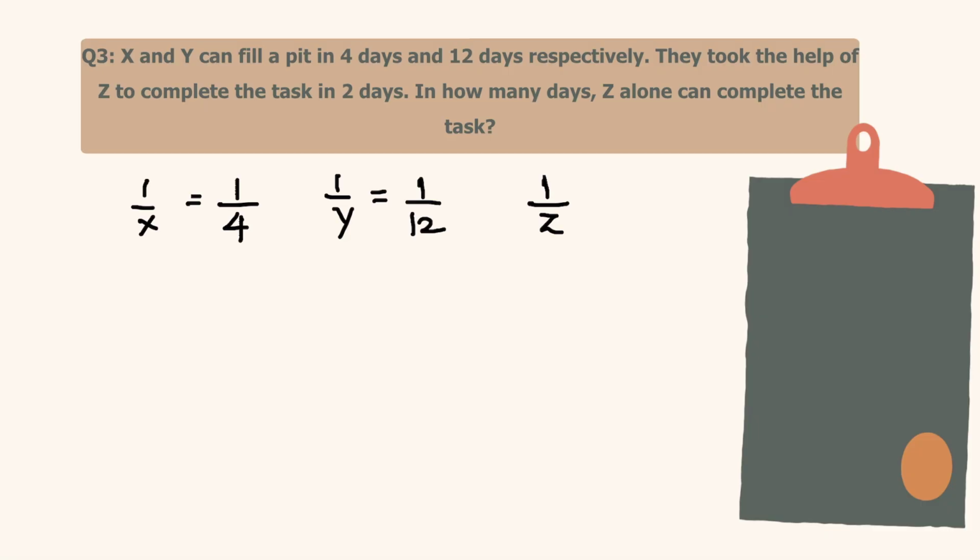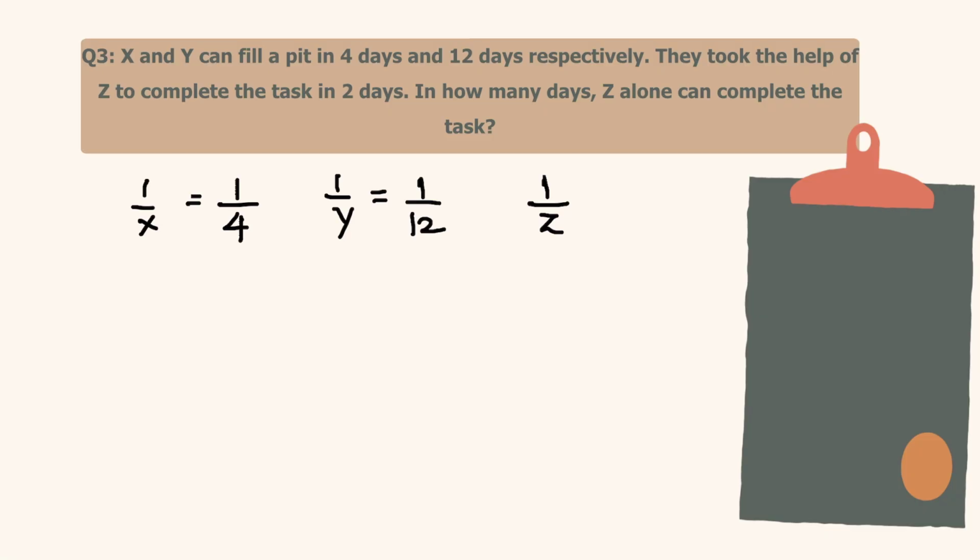And here it is given, they took the help of Z to complete the task in 2 days. That means X and Y took help from Z. That means all 3 of them worked. X, Y, Z worked together. That has been given in a different sentence. They took the help of Z. That means X and Y together with Z, 3 of them completed the task in 2 days.